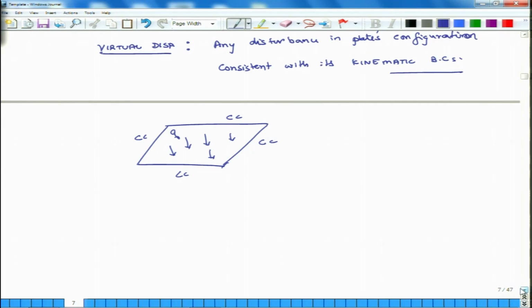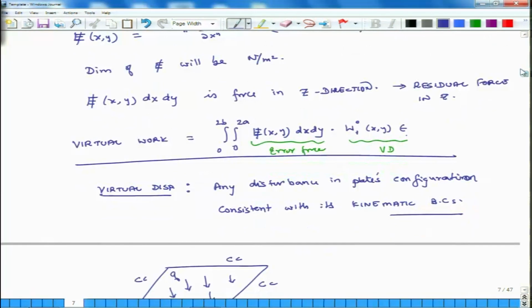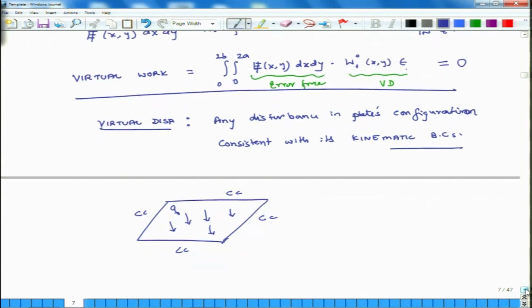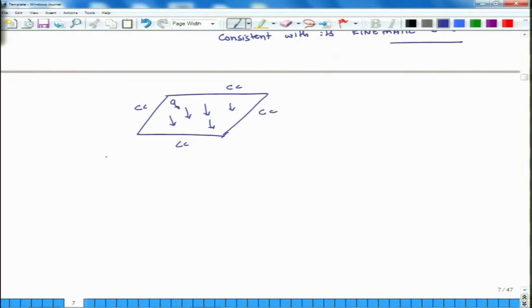So, the principle of virtual work says that the body is going to be in equilibrium if this virtual work is going to be equal to 0. This is the principle of virtual work, okay. So, if the body is going to be in equilibrium, then the integral of this virtual work over the domain has to be 0.